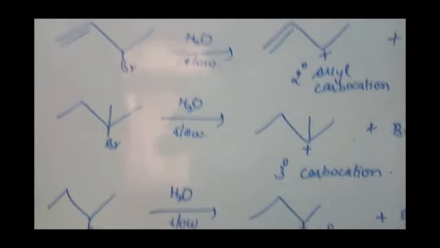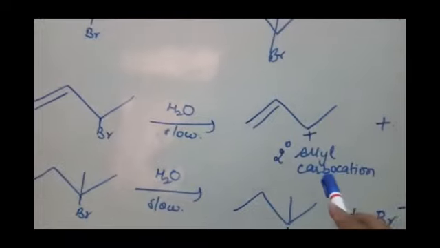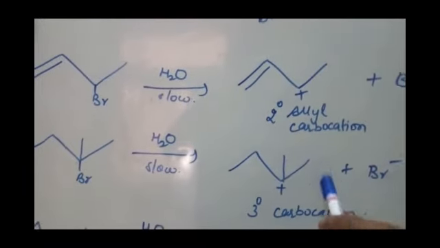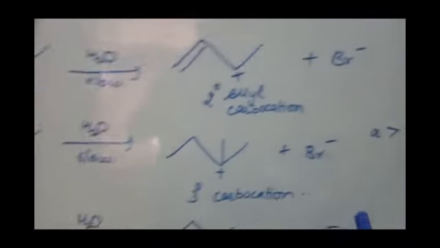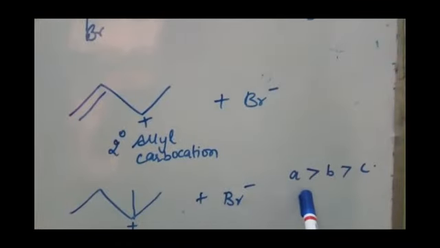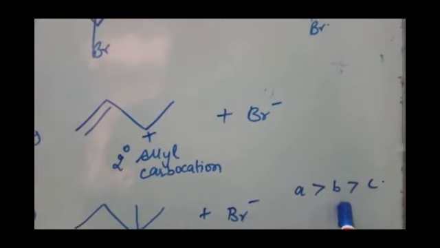So as I have told you, the order of stability is secondary allyl carbocation is more stable than tertiary carbocation and then secondary carbocation. So the order of SN1 reaction will be A will be most reactive, then B and then C.